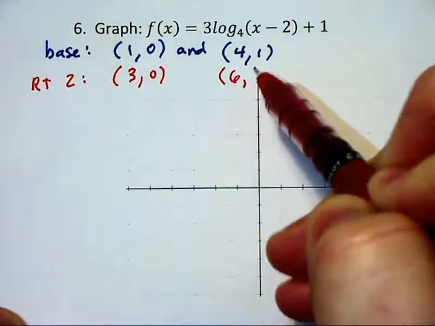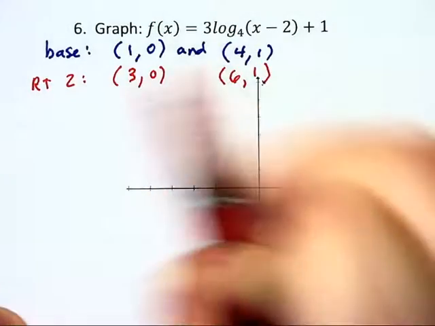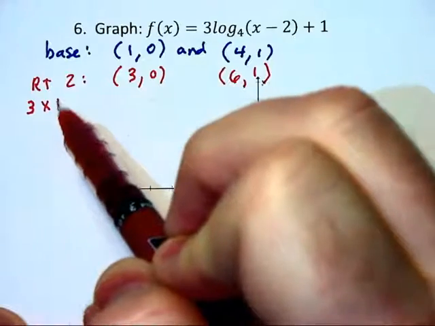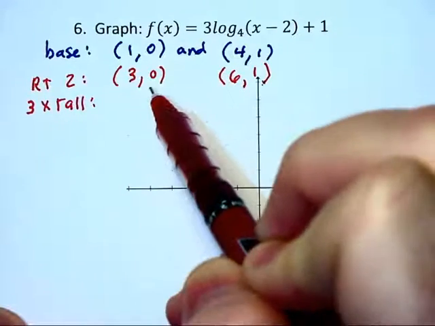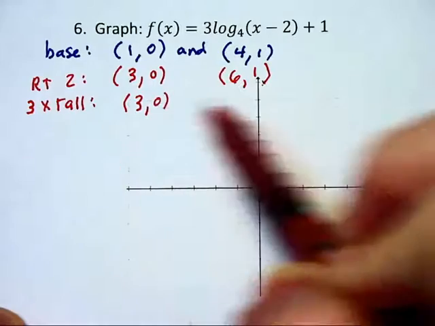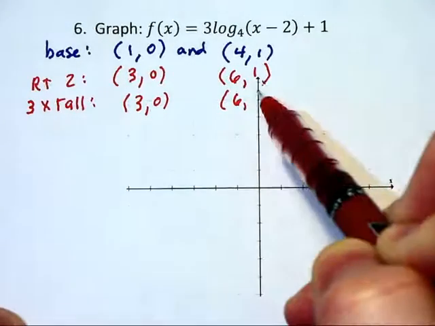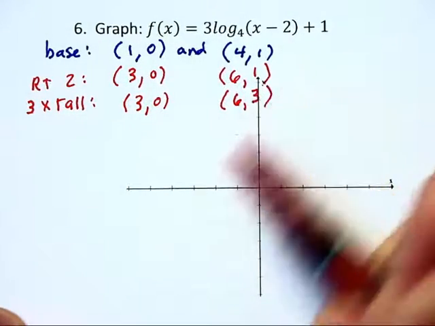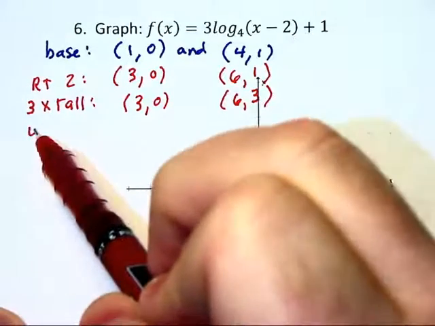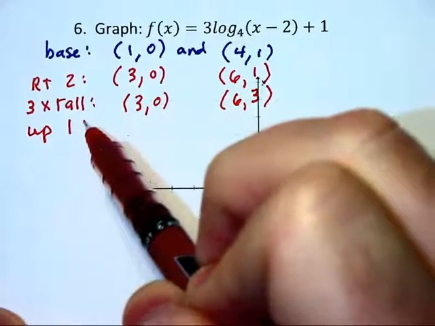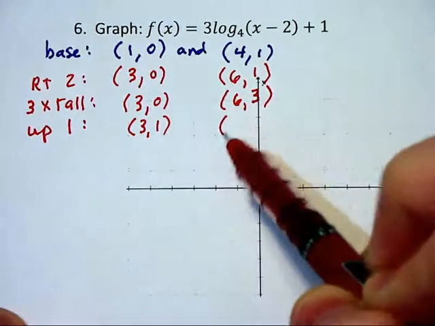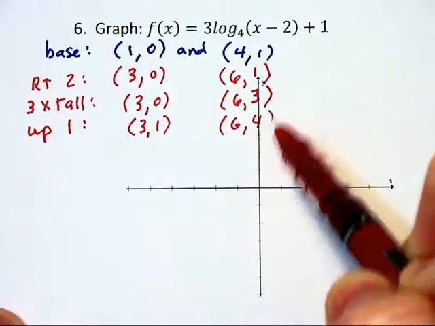If we look at that 3 out front, that means it's going to be 3 times as tall, which affects the y-coordinate. 3 times 0 is still 0, so we're going to keep that point the same. But 6, 1 is going to become 6, 3. This plus 1 at the end is going to represent our graph moving up 1 unit, and so 3, 0 shifts to 3, 1, and 6, 3 shifts to 6, 4.